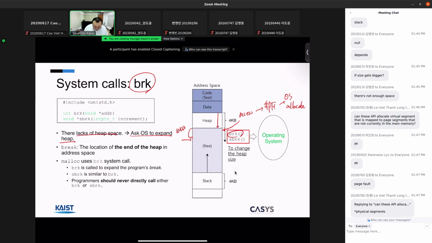If the memory manager forgets to expand brk, so brk keeps staying here, but the application may access this portion. In this case, access.